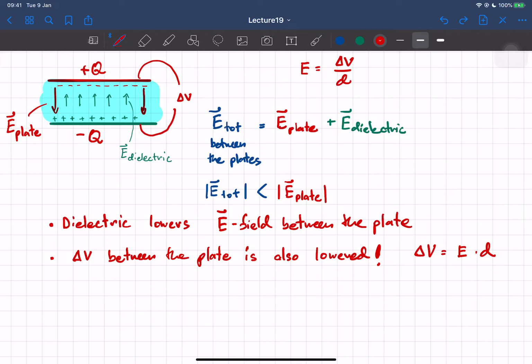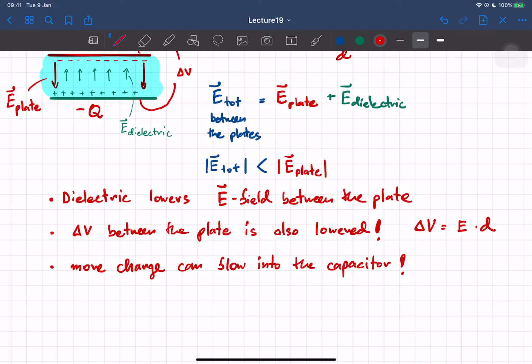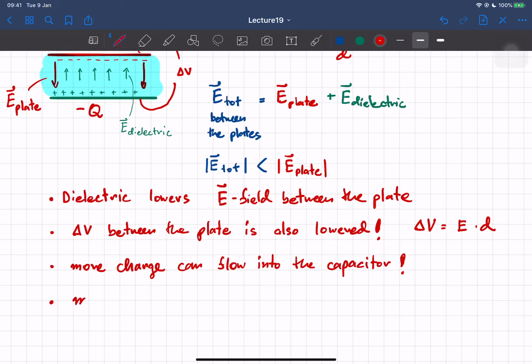So that means the potential difference between the plate is now lower than the potential difference of the battery. So more charge can flow into the capacitor. And what this means is we have more capacitance.